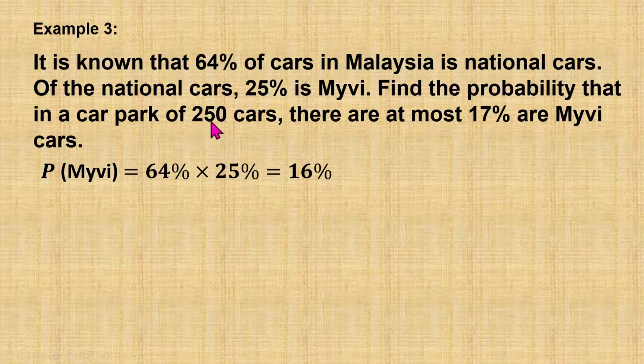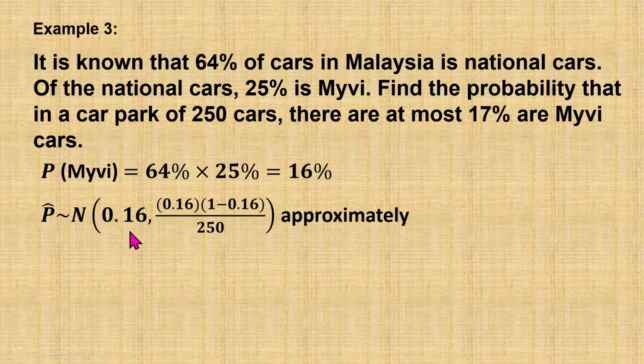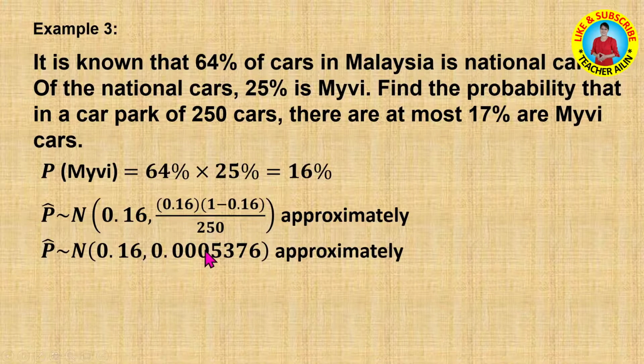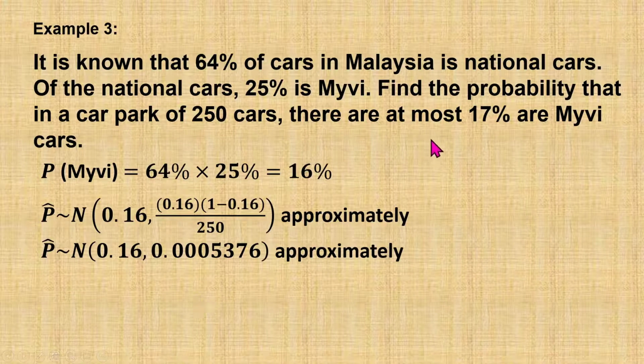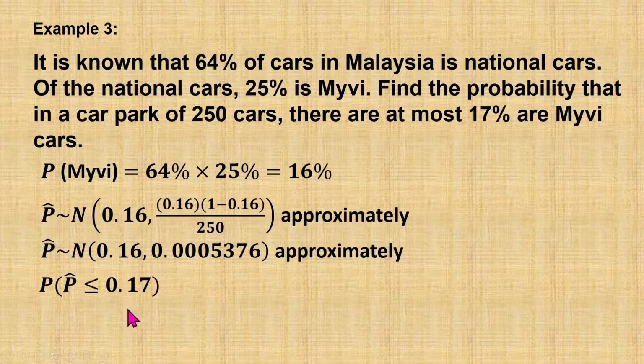Next, we are going to determine the distribution of the sample proportion. Since the sample size is 250, which is sufficiently large, the sample proportion is approximately normal based on the central limit theorem. The mean of the sample proportion is the same as the population proportion, which is 0.16. The variance is PQ divided by n. This is the distribution of the sample proportion for Myvi cars. Now we are going to find the probability of at most 17%. At most means less than or equal to 17%, that is 0.17 of Myvi cars.